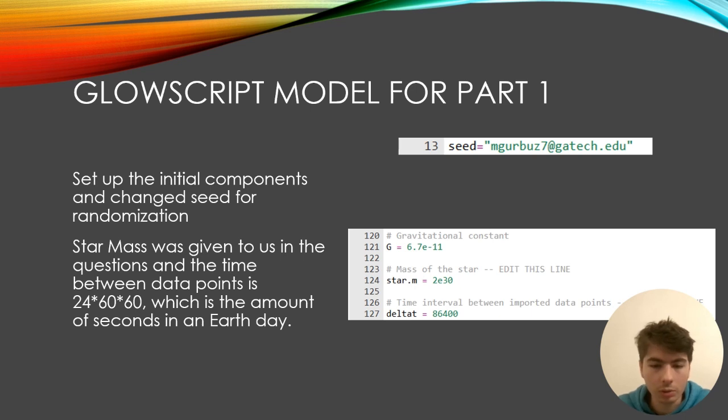So here's just a GlowScript model for part 1 that we used. I set up the initial components and set the seeds for randomization. That's my email right there that I used for the seed. Star mass was given to us in the questions, and the time between the data points is just 24 times 60 times 60, which is the amount of seconds in an Earth day.